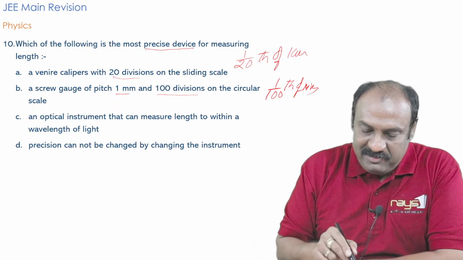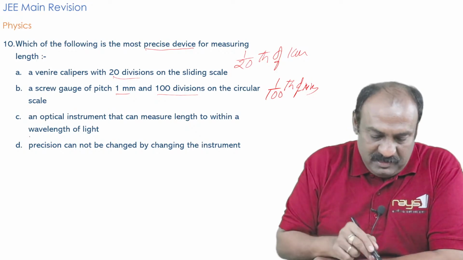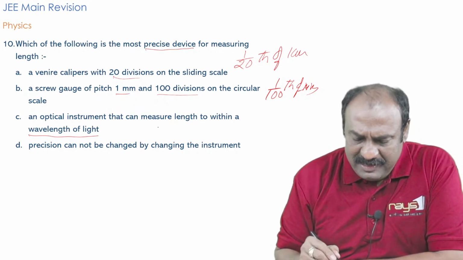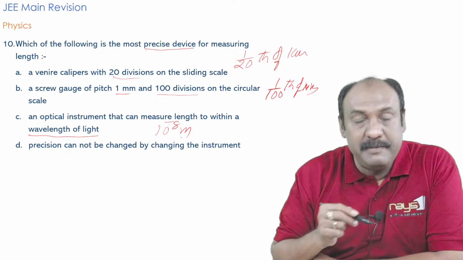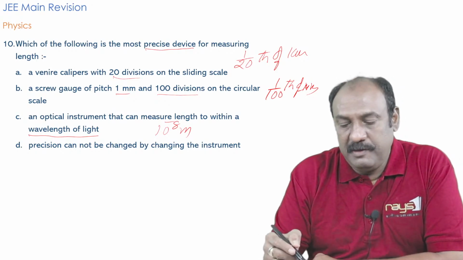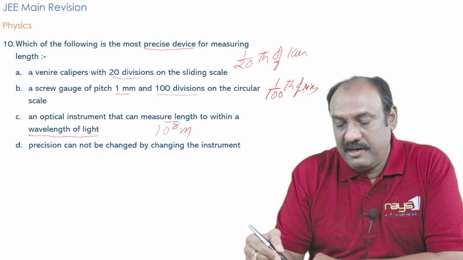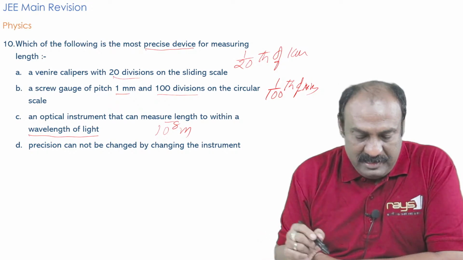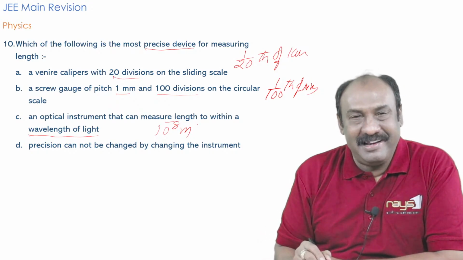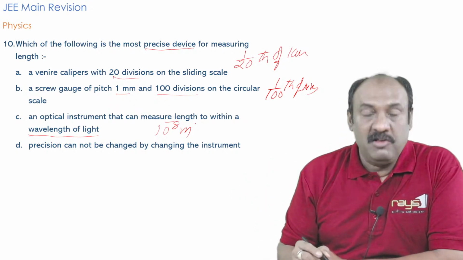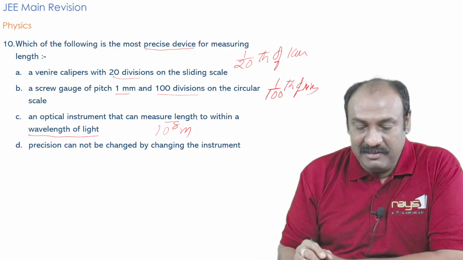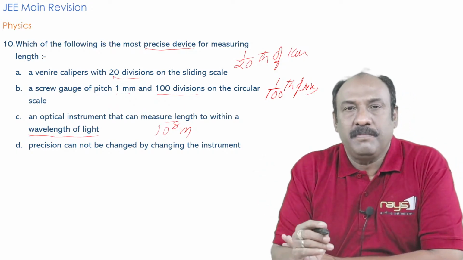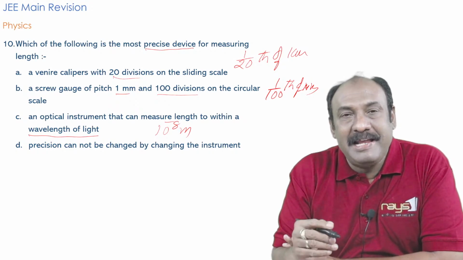Next, an optical instrument that can measure the length up to which the wavelength of the light. So wavelength of the light is in the order of 10 to the power minus 8 meters. These are in the order of 10 to the power minus 2, minus 4 meters here, 10 to the power minus 3, minus 5 meters here in this second case. So due to that, it is the highly sensitive instrument to measure length in the order of wavelength of light. So for this device, it can measure accurately up to 10 to the power minus 8 meters order.